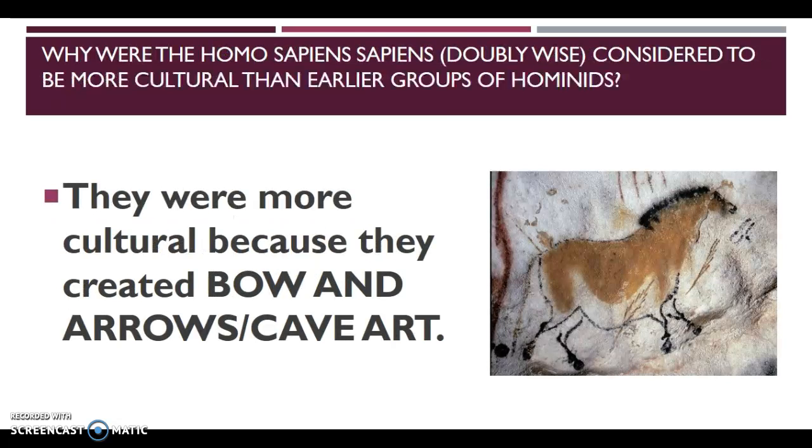Why were the Homo sapiens sapiens, doubly wise, considered to be more cultural than earlier groups of hominids? They were more cultural because they created the bow and arrow or cave art.